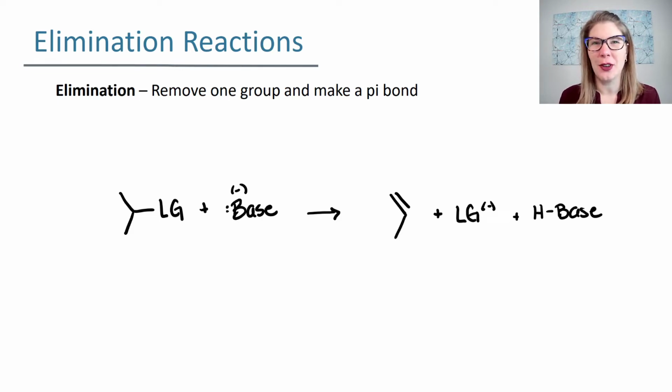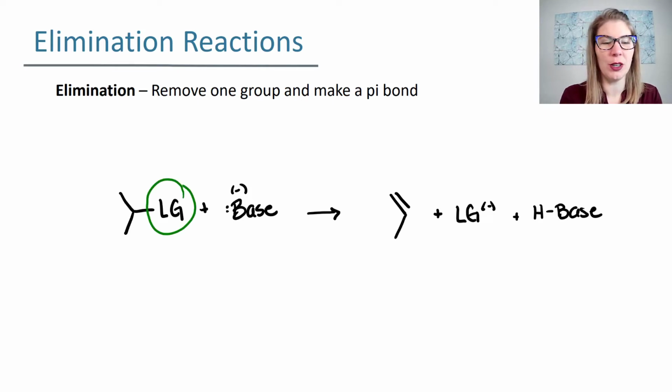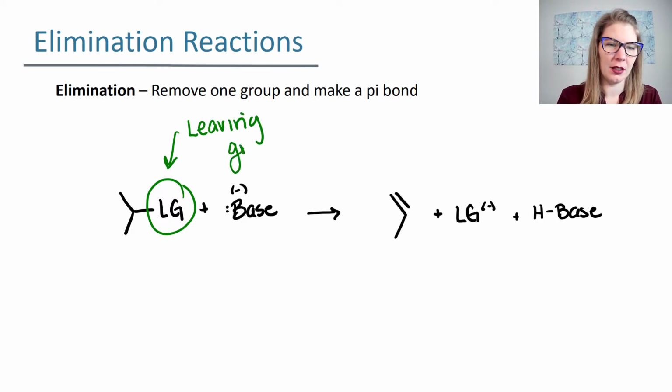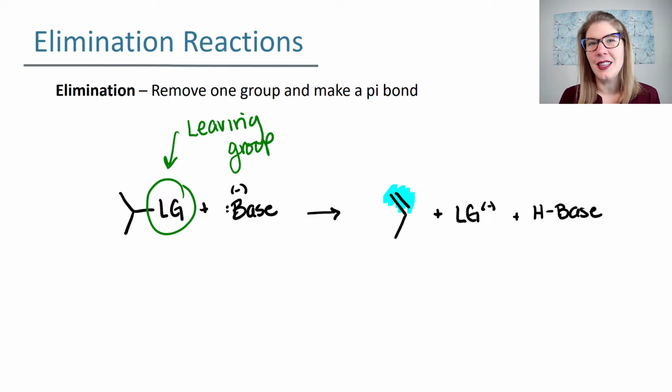Let's look at the general idea of what's happening in an elimination reaction. What's occurring is we're removing one group, which is what we're calling the leaving group, which I'm abbreviating here as LG for leaving group. A base is going to come in, it's going to pull off a proton, and you're going to end with a pi bond at the end. In elimination reactions, you're seeing the removal of a leaving group as well as a proton in order to create a pi bond, and that's what makes it an elimination reaction.